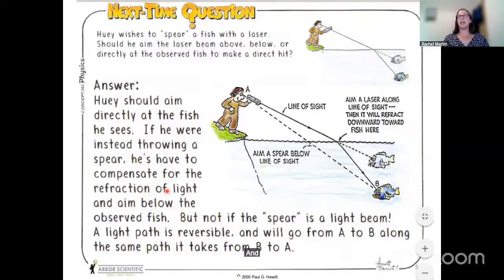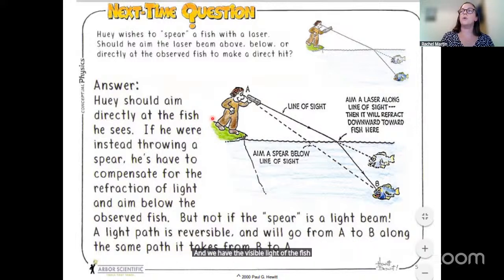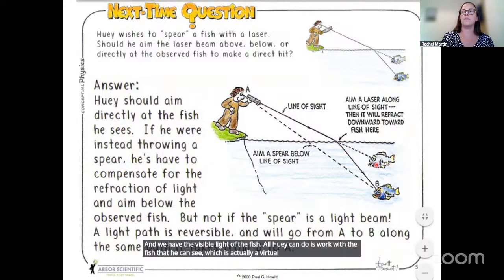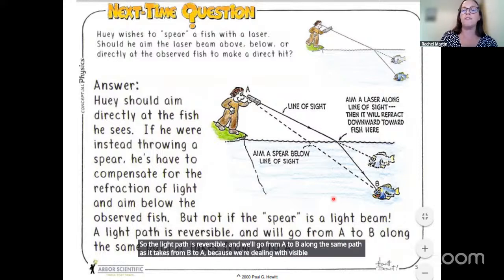And we're just looking at how that visible light is affected. So we're not too worried about the color of the laser. It's not even stated. All we know is the laser's visible light, and we have the visible light of the fish. All Huey can do is work with the fish that he can see, which is actually a virtual image. And that same light that has been reflected from the fish underwater, refracted as it leaves the water, that is the same path he should send his laser beam. So the light path is reversible and will go from A to B along the same path as it takes from B to A, because we're dealing with visible light here and refraction.